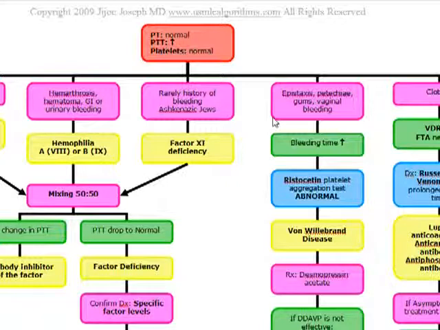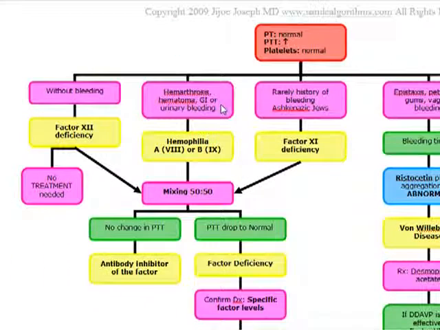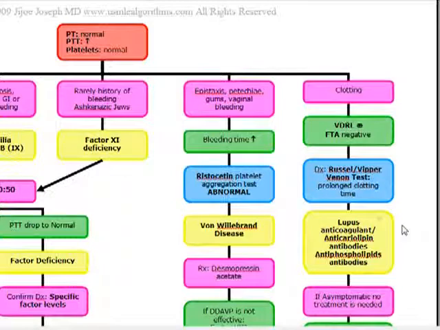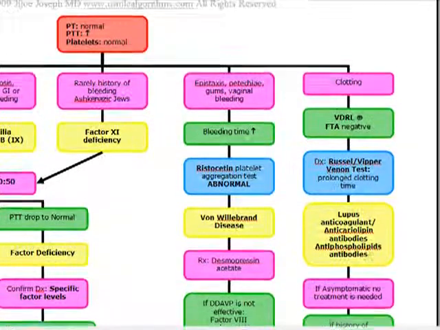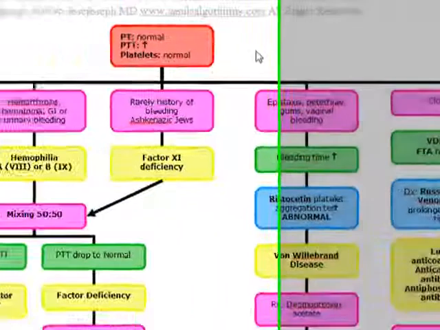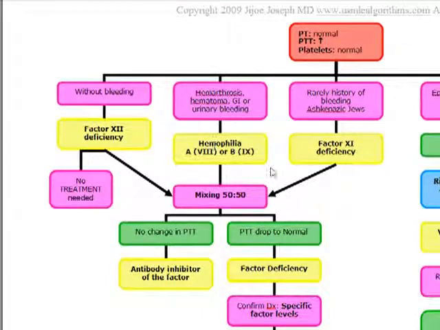So let's start out by talking about coagulopathies. We're going to start out by talking about factor deficiencies such as hemophilia A, factor 8 deficiency, hemophilia B, which is factor 9 deficiency, factor 11 deficiency, and factor 12 deficiency. We're also going to talk about von Willebrand's disease and the lupus anticoagulants. So basically, if we have the PTT increased with the PT normal and the platelets normal, I want you to think of either factor 8, 9, 11, or 12 deficiency.